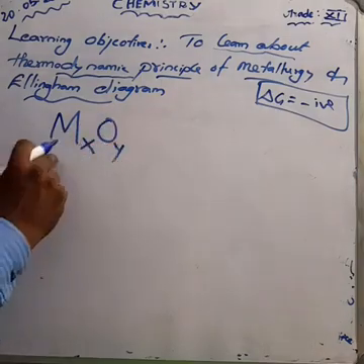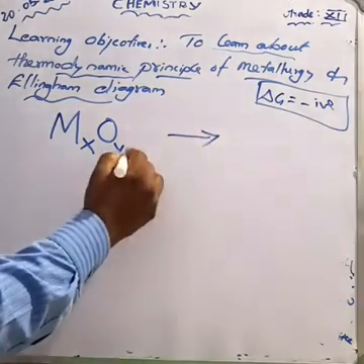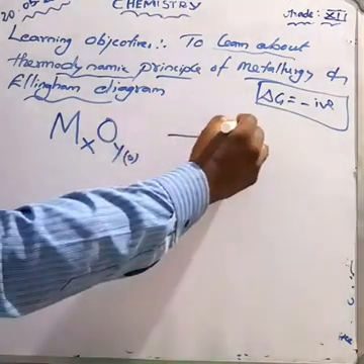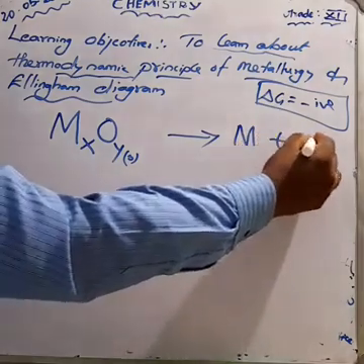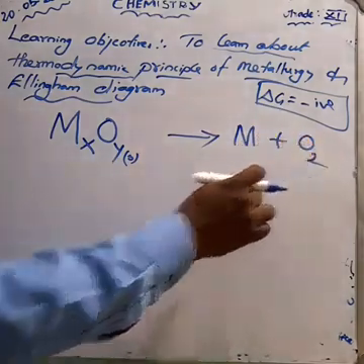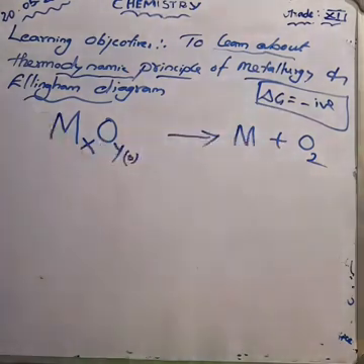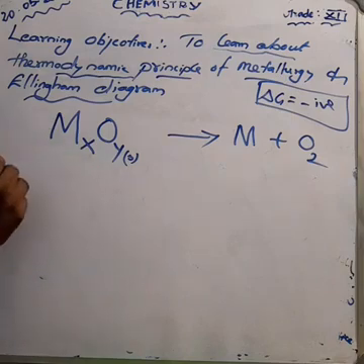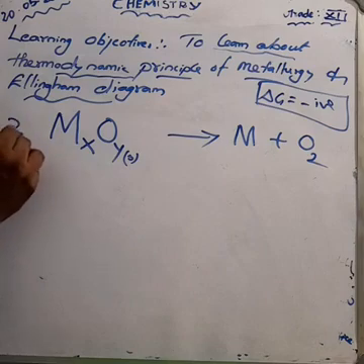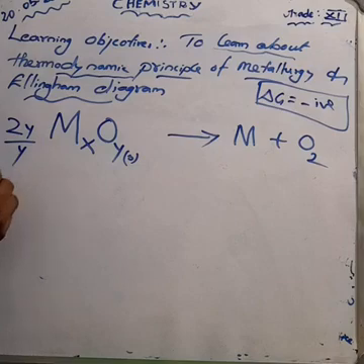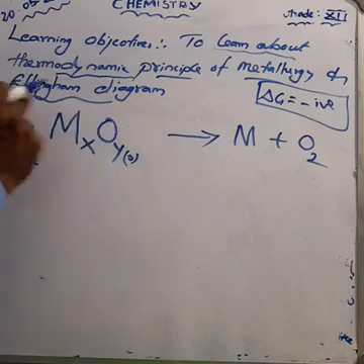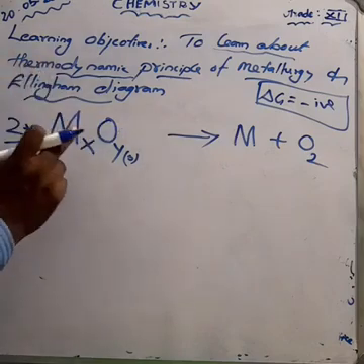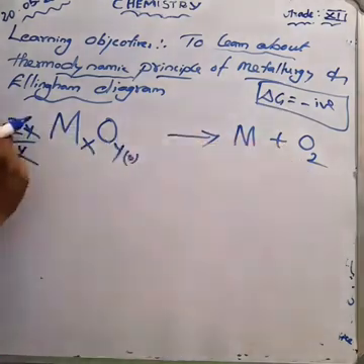metal oxide, solid state, is converted into metal plus oxygen. We have to balance the equation. Here oxygen has 2 on the product side, but the reactant side has y. Am I right? So how can you solve this? On the reactant side we can give 2y by y. So the y we are cancelling. So we get 2 oxygen. Am I right? 2 oxygen. So reactant side also 2 oxygen, product side also 2 oxygen. Now oxygen is balanced.